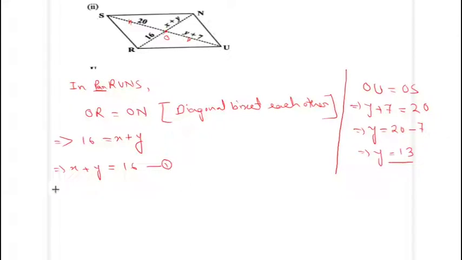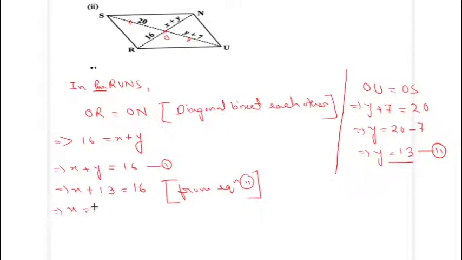Now here we will put the value of y, 13. Let us name it equation 2. So from where have we got this value? From equation 2. So y equals 13. Now x equals 16 minus 13. So this implies x equals 3 centimeter. Here also we will write y equals 13 centimeter. Okay, so this is very easy. Hope you have understood this.